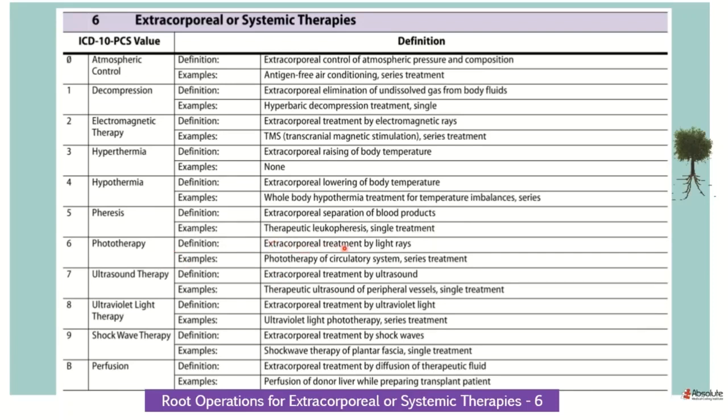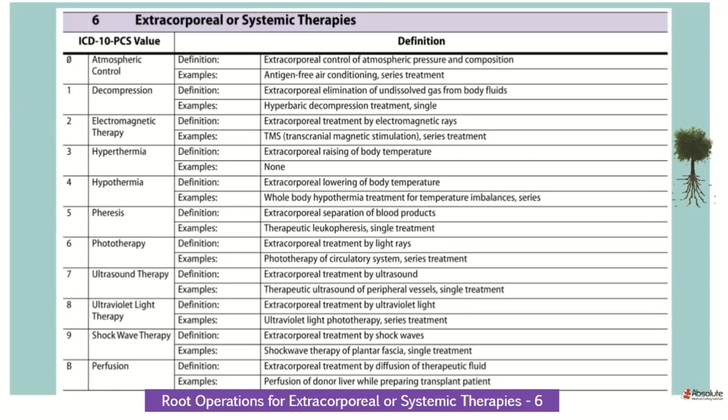Phototherapy, extracorporeal treatment by light rays. Ultrasound therapy, extracorporeal treatment by ultrasound. Ultraviolet light therapy, extracorporeal treatment by ultraviolet light. Shockwave therapy, extracorporeal treatment by shock waves. Perfusion, extracorporeal treatment by diffusion of therapeutic fluid. And ladies and gentlemen, these are your root operations for extracorporeal or systemic therapies. And remember, coders, if it's not in section 5, then it is in section 6. And remember what section 5 is? This is your coding for assistance, performance, and restoration.